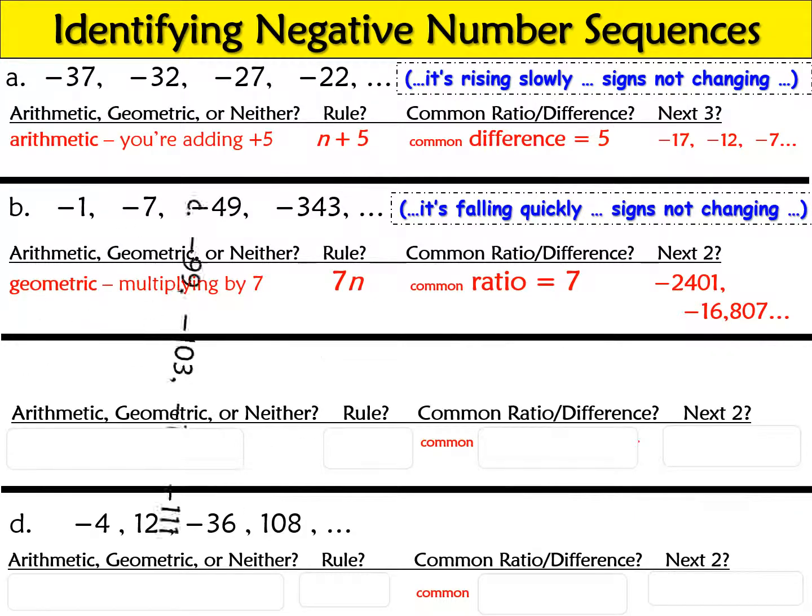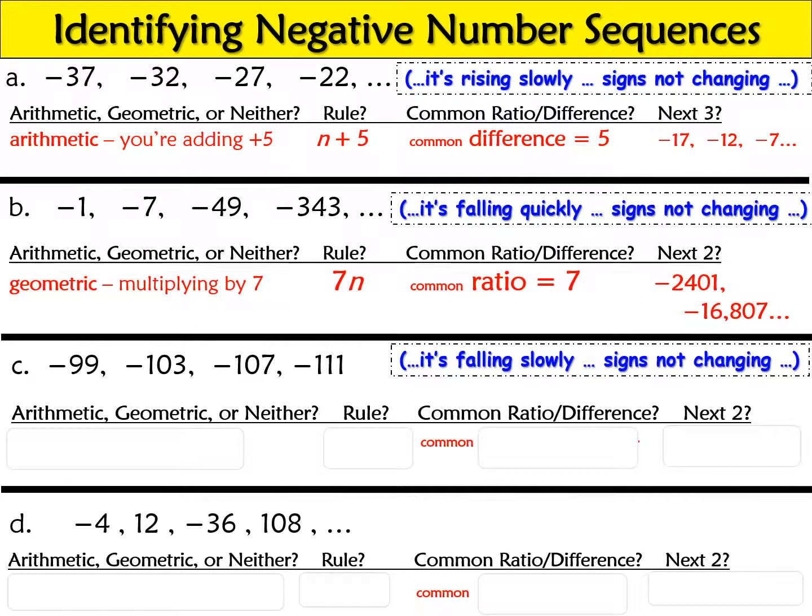Letter C. Take a look at that. Is it changing quickly or slowly? And are the signs staying the same or changing? Well, it's falling pretty slowly, and the signs appear to be staying the same.